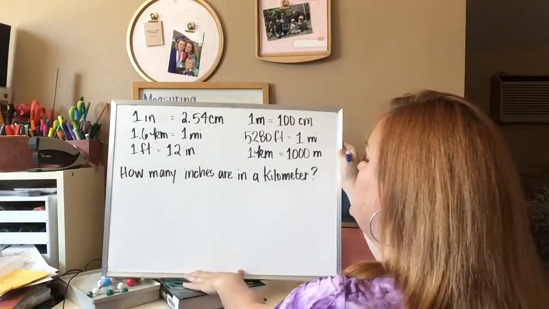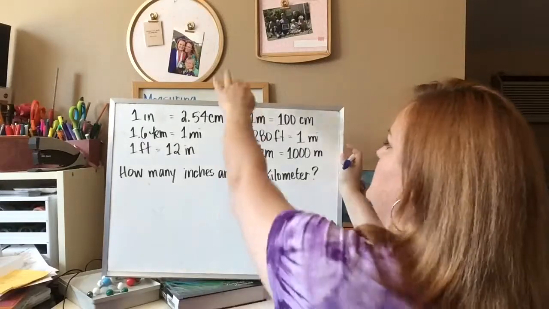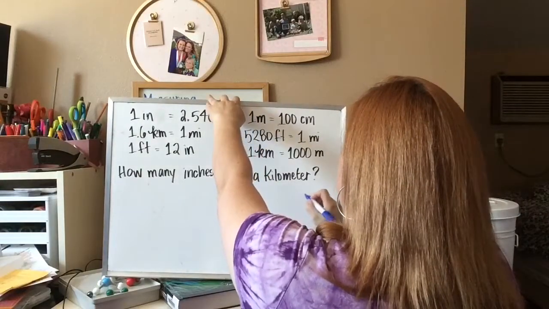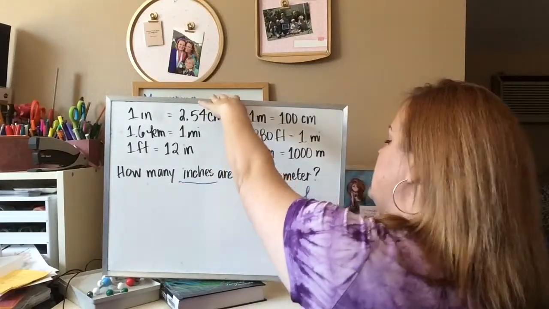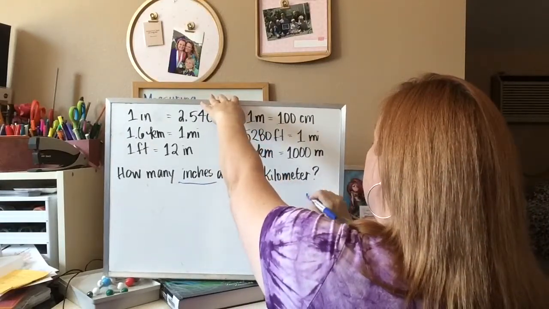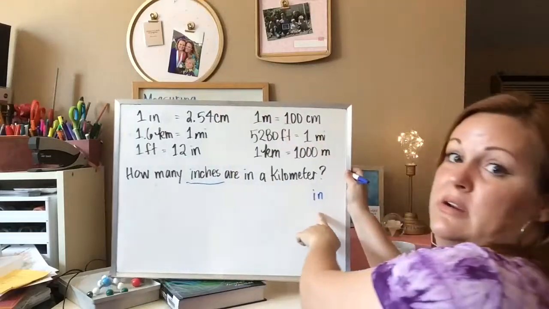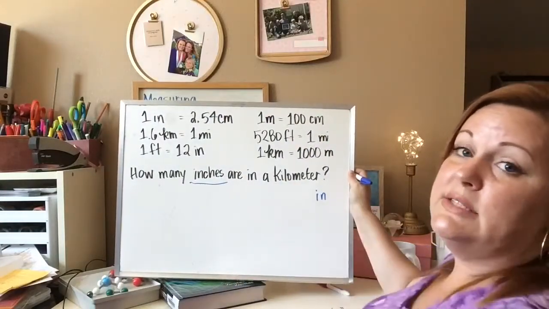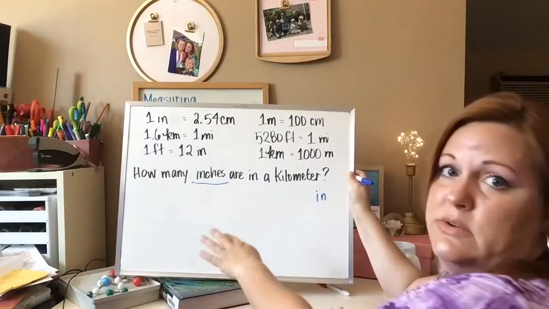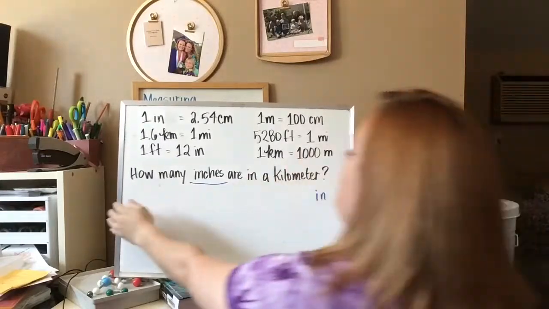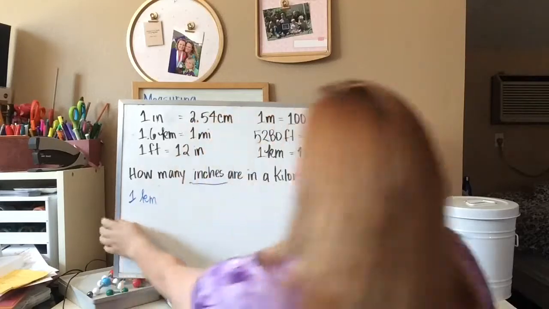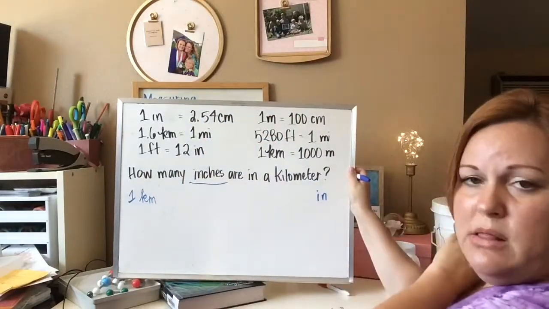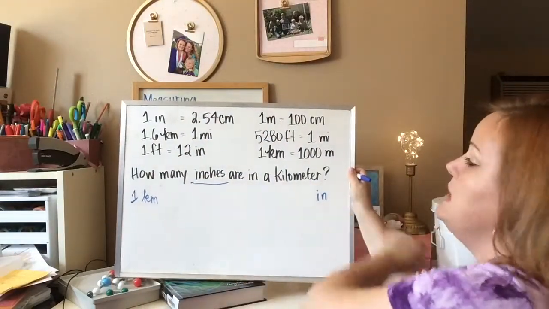For now, I know that I'm starting with kilometers, so I'm going to put kilometer. I know I want to get to inches, so I'm going to write inches over here in my final answer. I know that's the direction I'm going. And I also know that I'm starting with 1 kilometer, so I can put that right here. Somewhere in between, I need to get rid of kilometers and end up with inches.